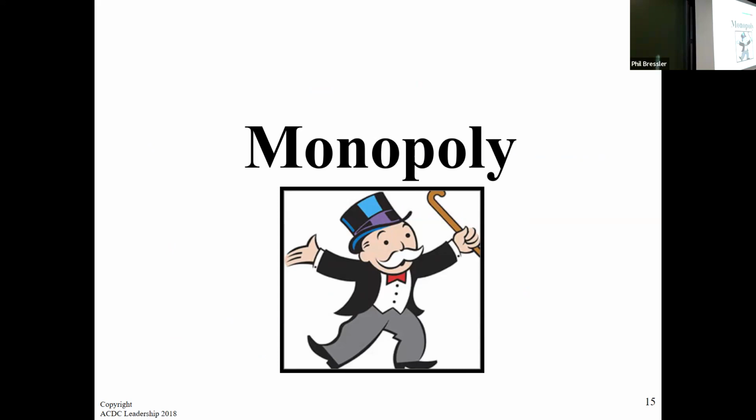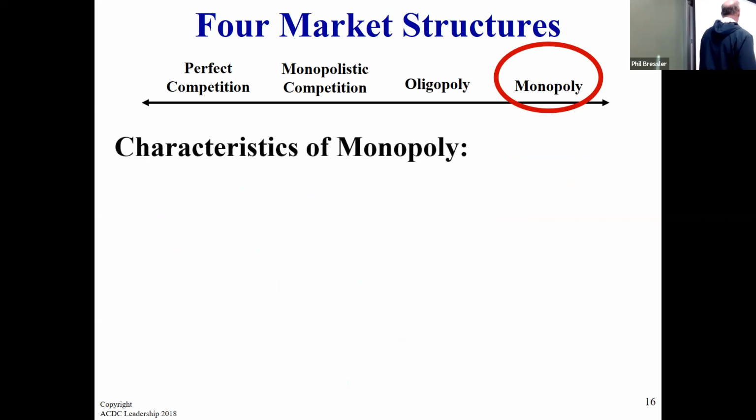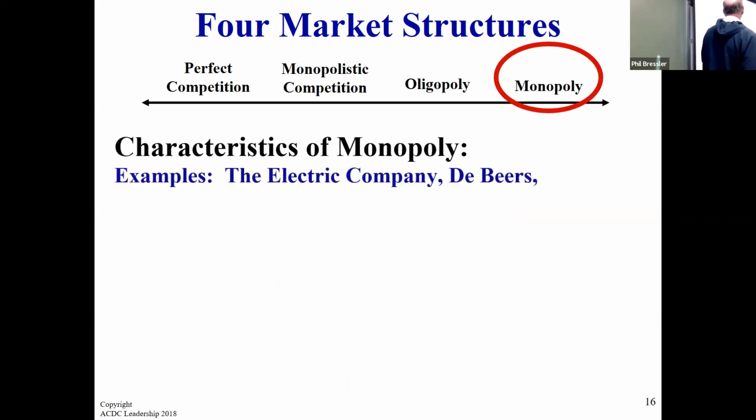I should have put a picture of the sage up there, but I didn't. All right, so monopolies, oligopolies, monopolistic competition, they're all imperfect competition. Characteristics of a monopoly. Think BG&E. They're kind of a monopoly. De Beers on diamonds, you're not going to know that as much. The Ravens are a monopoly for NFL football in Baltimore.